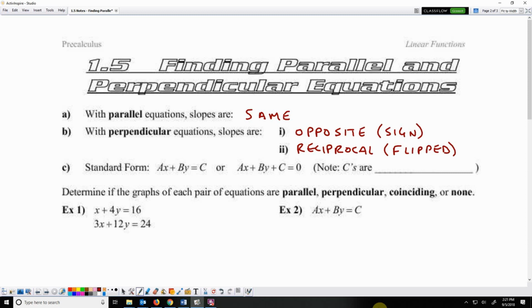And standard form of a line is ax plus by equals c, or ax plus by plus c equals 0. But we should note that the c's in these two different cases are going to be different signs, because you've got one on one side or one on the other. If you switch sides, the signs are going to be different.